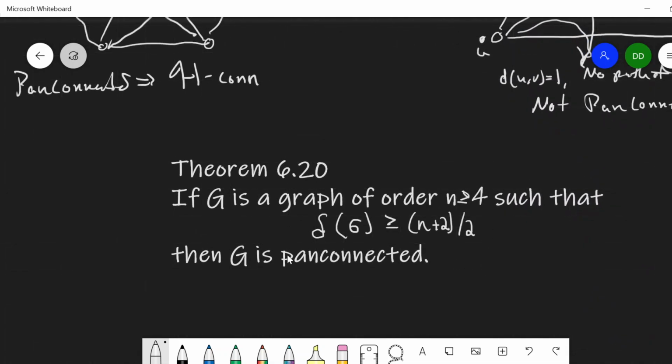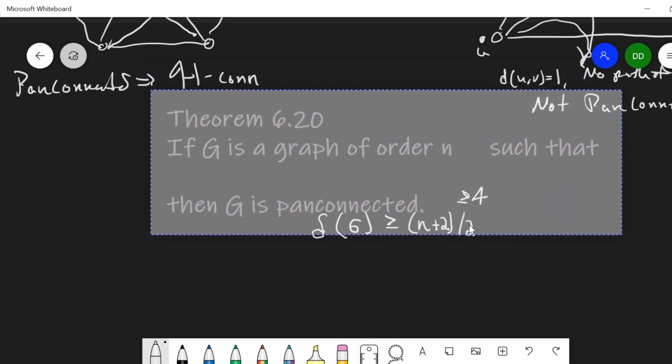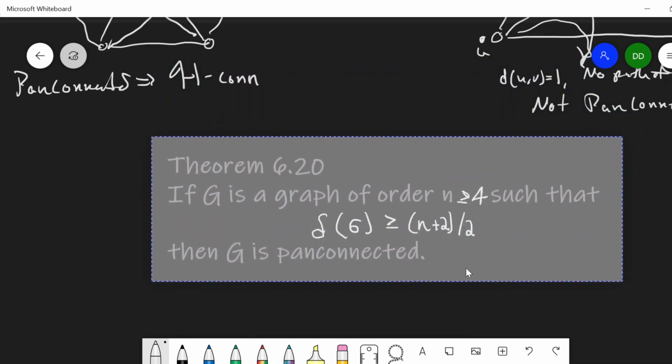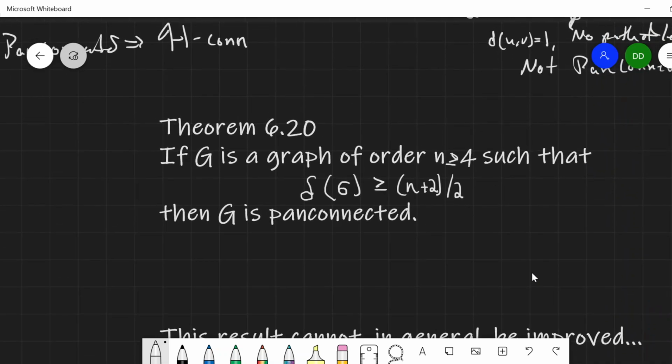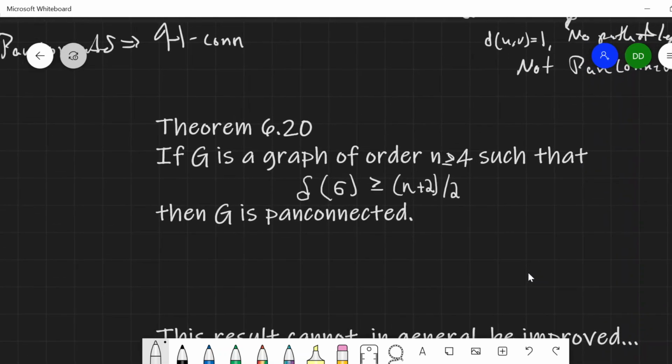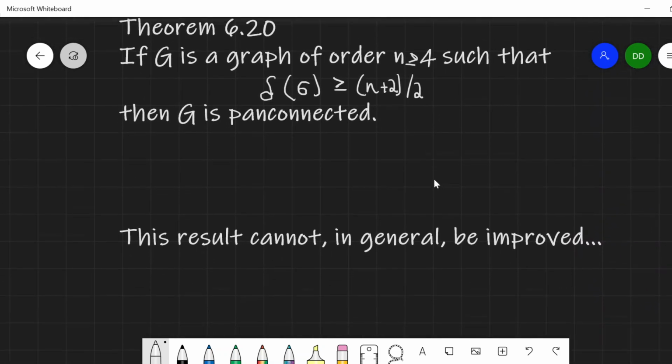So what I'd rather spend our time on instead of proving this theorem is seeing, one, that this theorem cannot be improved, and two, why there's no Dirac-Ore type result. So right, this would be a Dirac type result. It has to do with the minimum degree, sufficient conditions involving minimum degree. It's like a Dirac type result, but where is the Ore type result? So I want to answer those two questions.